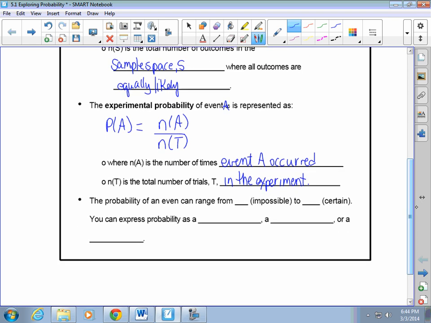Probability of an event can range from 0, so you can't get it at all, to 1, and that means it's a certain event. You can get it no matter what. You can express probability as a fraction, a decimal, or as a percent. So the probability of an event happening is always going to be between 0 and 1. 0 means it's impossible to get that, 1 means you're certain to get that.